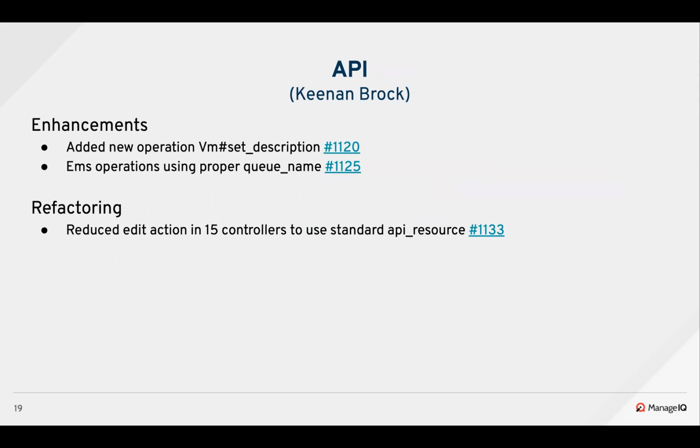Okay. On the API side, a new operation, VM set description, was added. So on a VM, you can send the set description action in order to set the description natively.